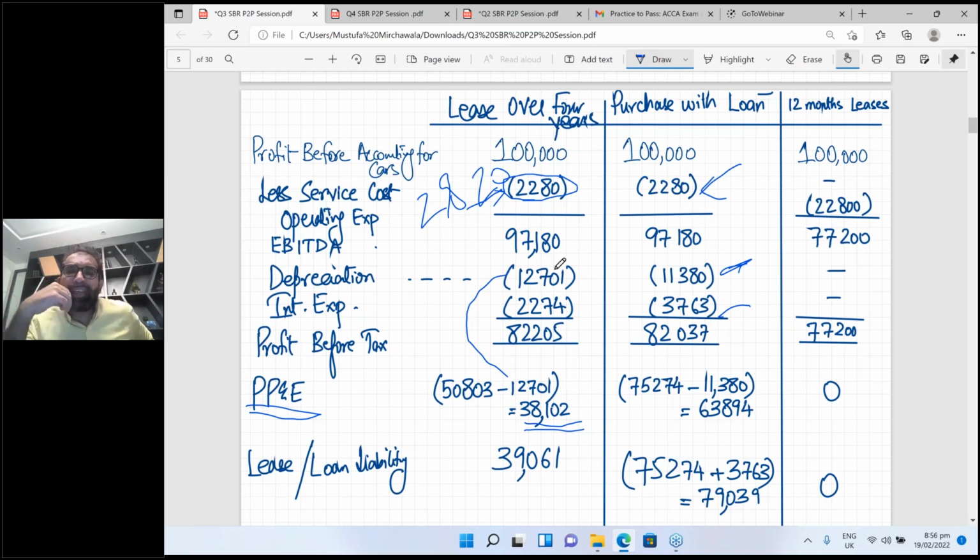Just use your brain. In the first two options, the profit before tax is almost the same.